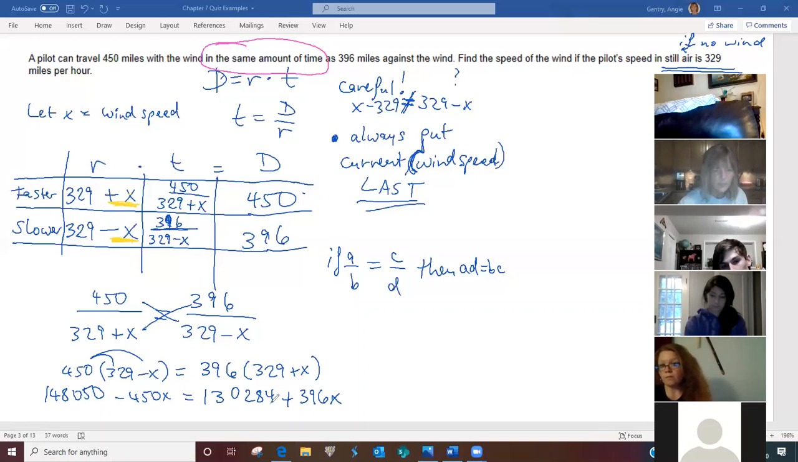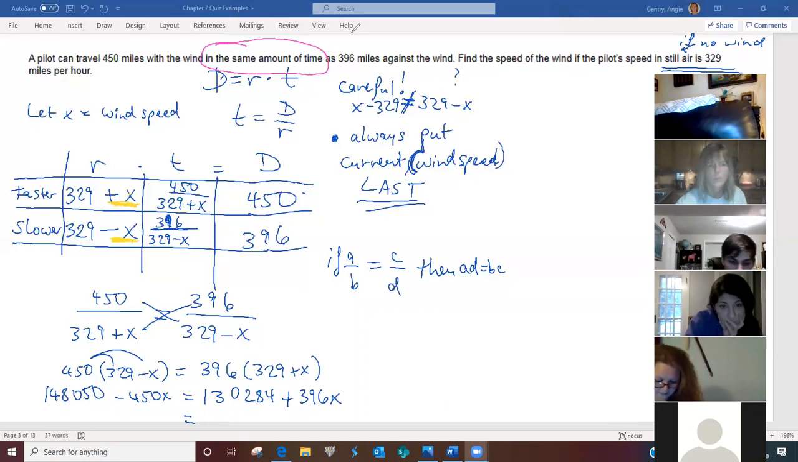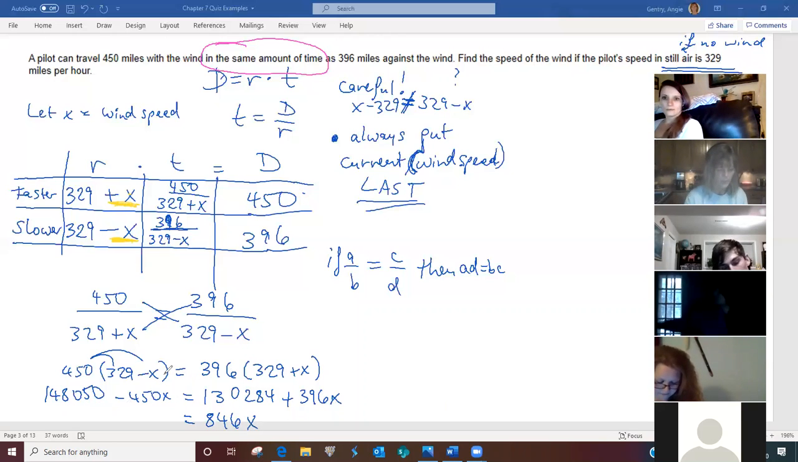And then you just isolate or bring the x's, do you see how some of you get hung up on this and you want your x's on the left all the time. How about this time we add 450x? 846. So I'm going to do two steps at once. 846x. And then 148,050. So some of this is basic. You should be able to handle it.